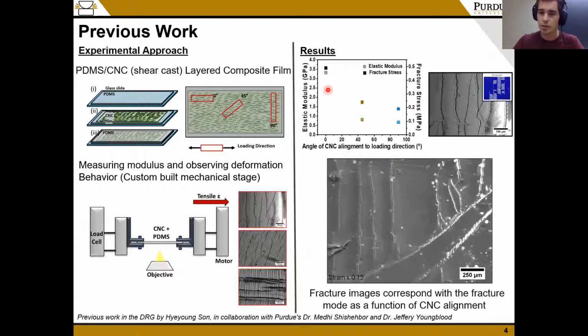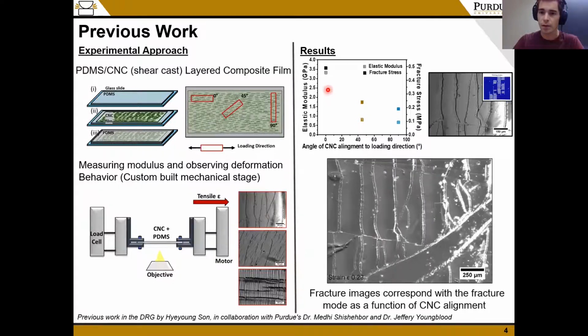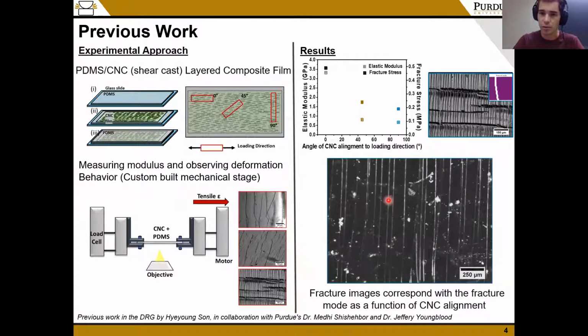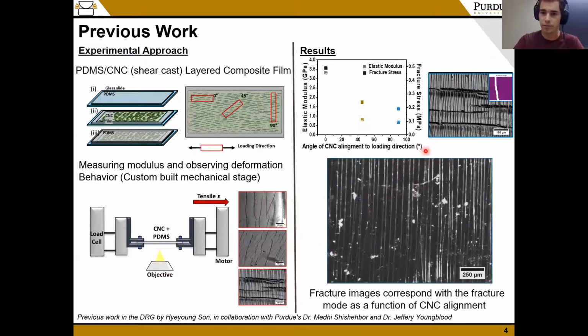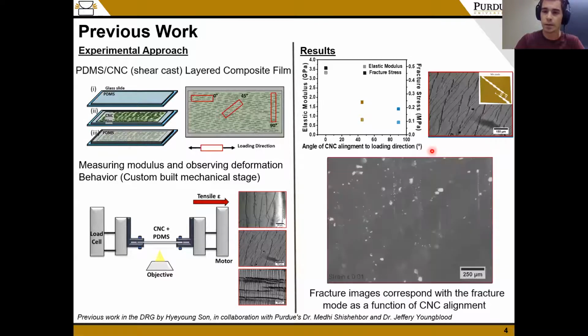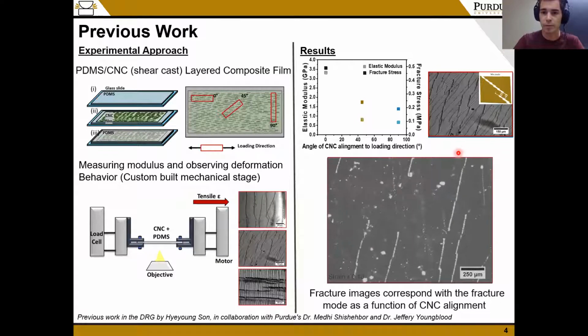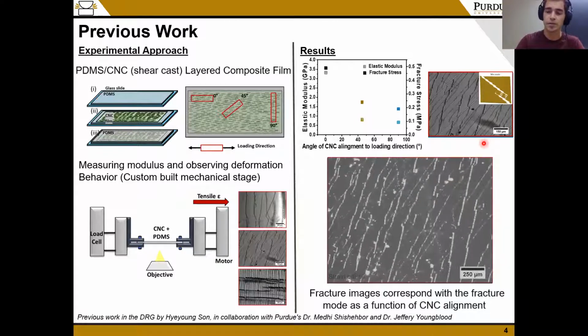Here's some videos. You see the sliding mode, first of all. You see the normal mode, during which cracks propagate completely vertically and very linear. And then we see the mixed mode, and these cracks propagate at an angle with respect to the tensile direction.